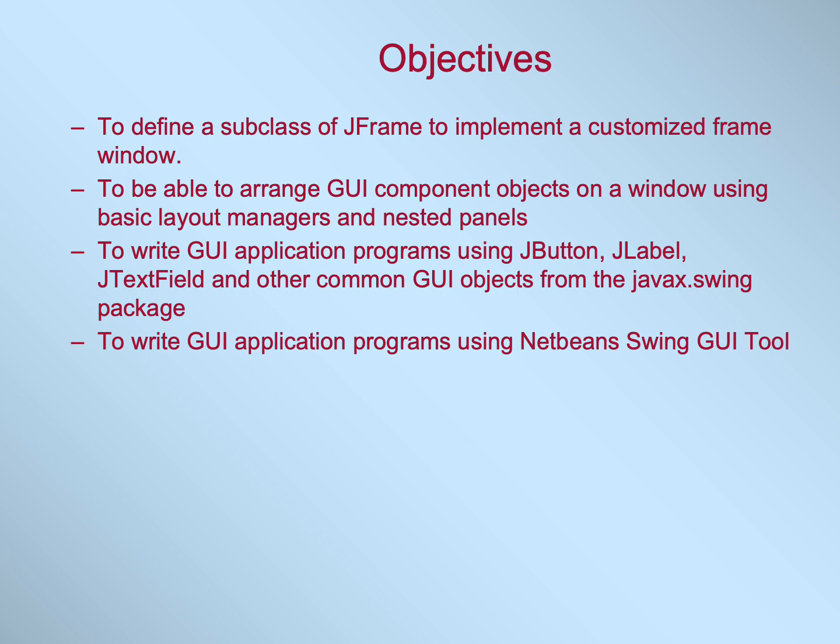The objectives of this topic are to define a subclass of JFrame to implement a customized frame window, to be able to arrange GUI component objects on a window using basic layout managers and nested panels, to write GUI application programs using JButton, JLabel, JTextField, and other common GUI objects from the javax.swing package, and to write GUI application programs using the NetBeans Swing GUI tool.